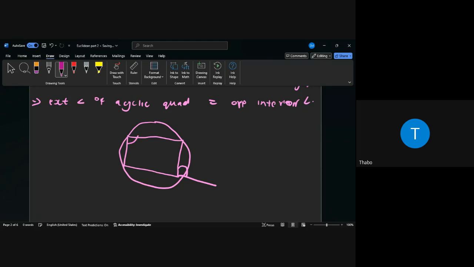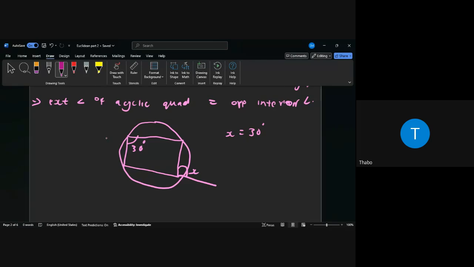So now you kind of have an idea of what the exterior angle with the interior opposite angle looks like. If this is 30 degrees and this is my x, then my x is just going to be 30 degrees. Don't confuse the angles that are supplementary, which are the interior opposite ones, with the exterior angle being equal to the interior opposite one. Just don't confuse the two. So don't confuse the second property and the third one.